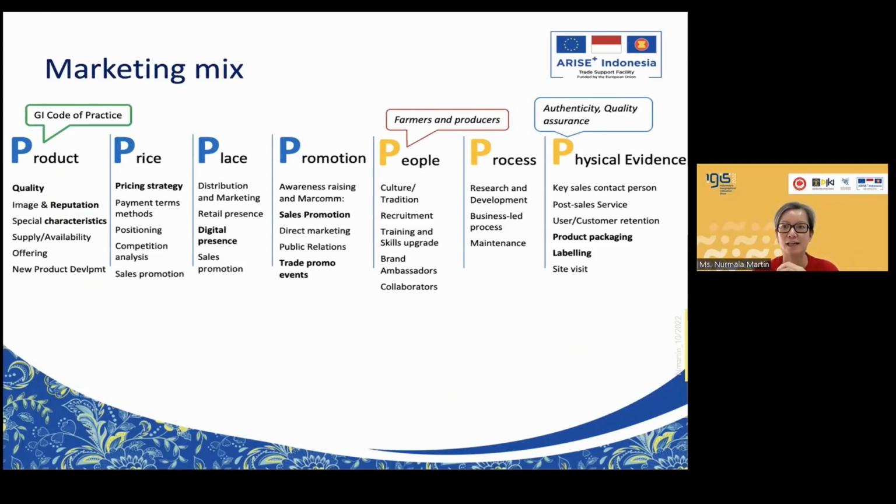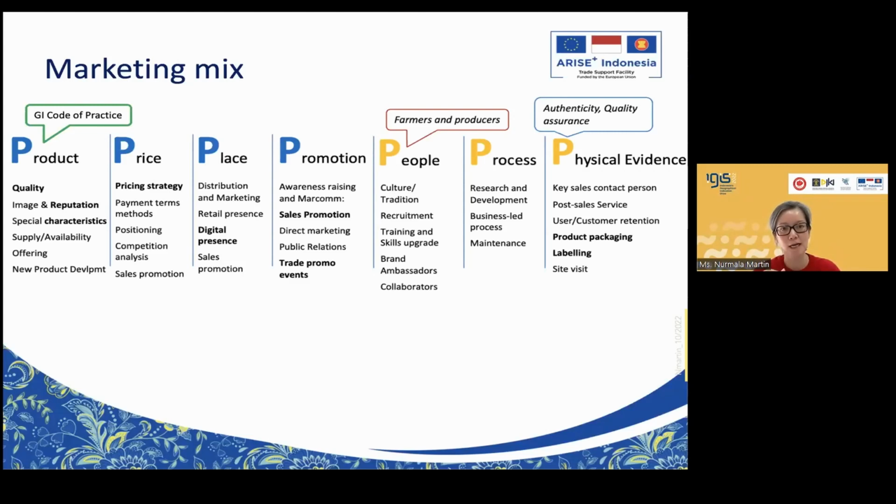You've got your product. You've got a GI, and attributes are available in your GI code of practice. When I say attributes, I mean things like the quality, the image and reputation, the characteristics. You can say how many units of production you have in a year, and what you have to offer with your products. That's your product. That's the GI itself as a product.